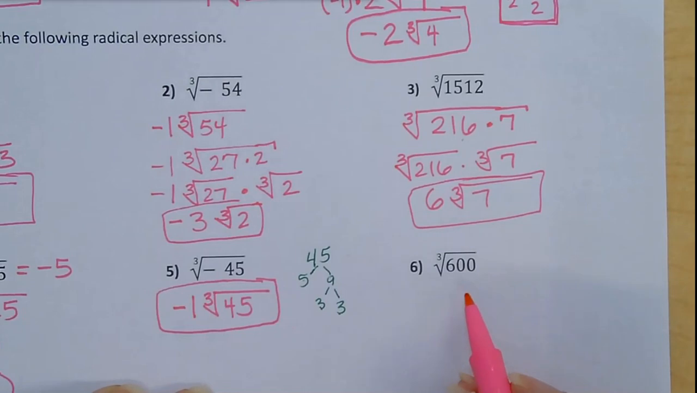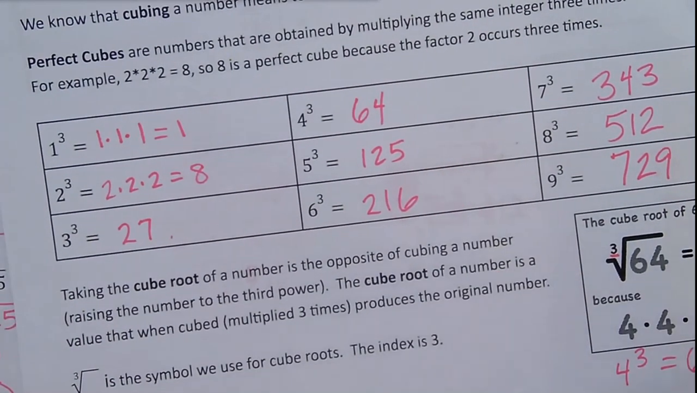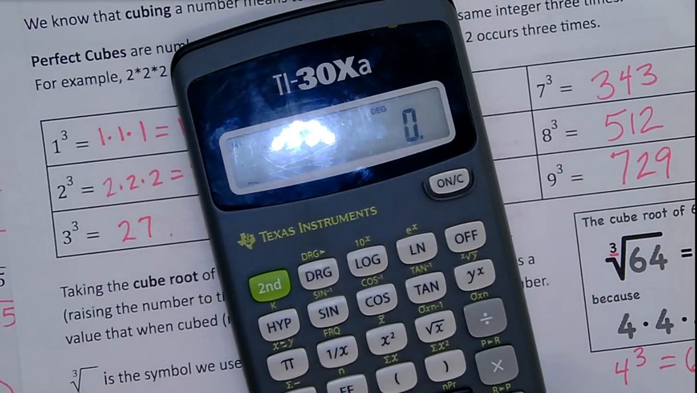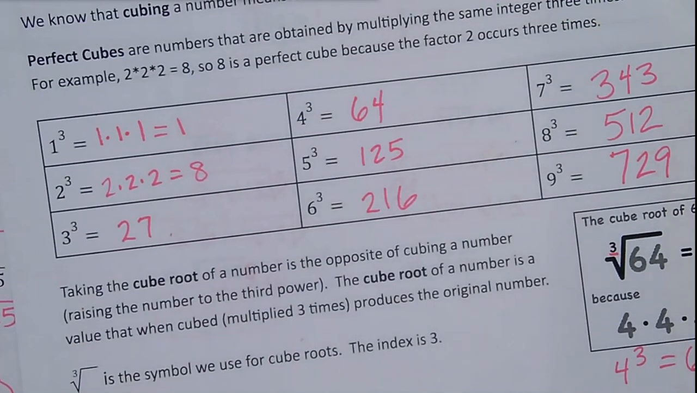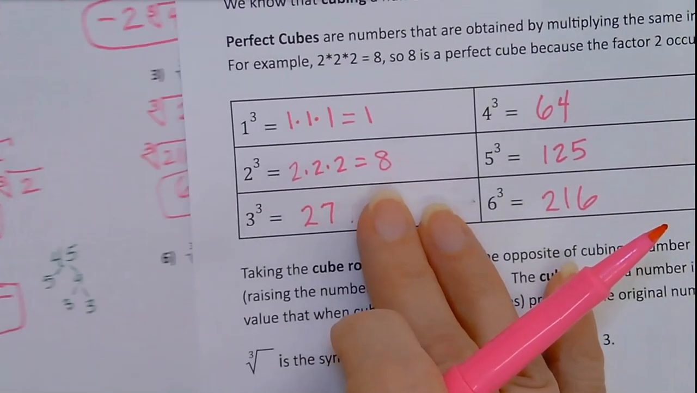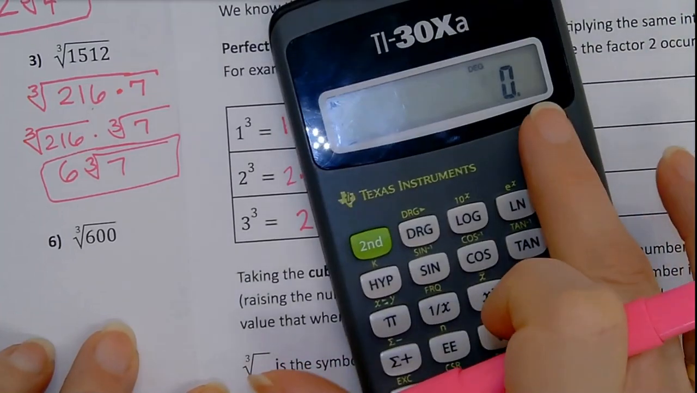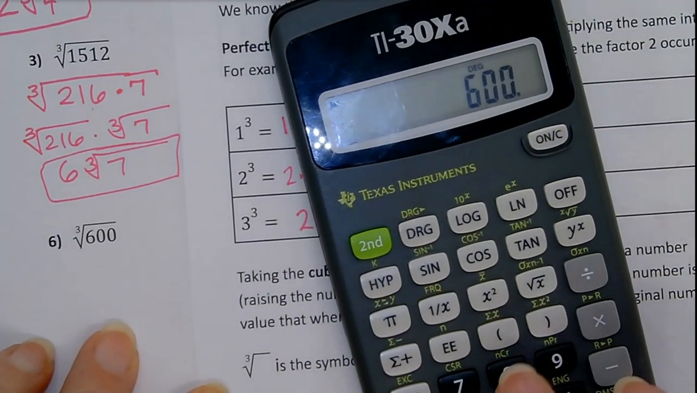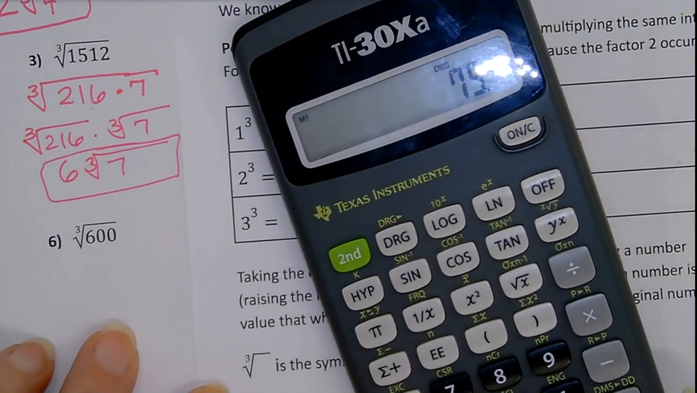I have the cube root of 600, so I'm going to pull my little chart back. Do we think 600 is divisible by 125? Maybe. 600 divided by 125. No, that's 4.8. Shoot. Thought that was going to work, but no, it did not. So it's the cube root of 600. Maybe that's divisible by 8. Let's check it out. 600 divided by 8 is 75. So that worked for me.